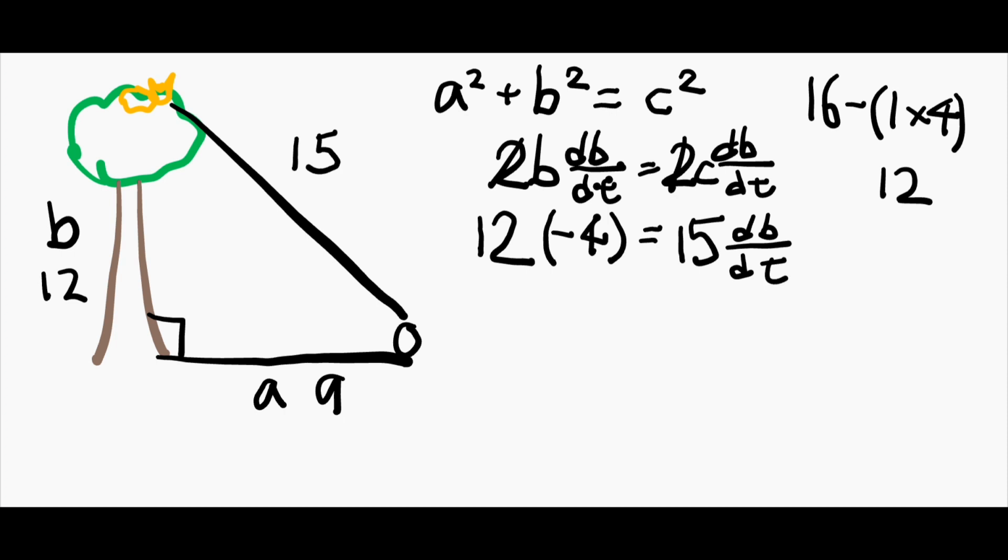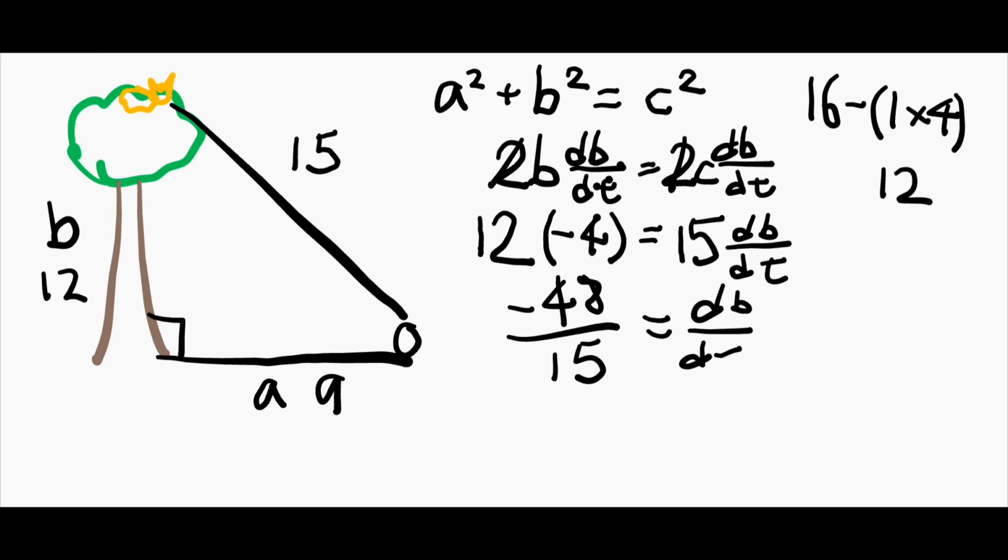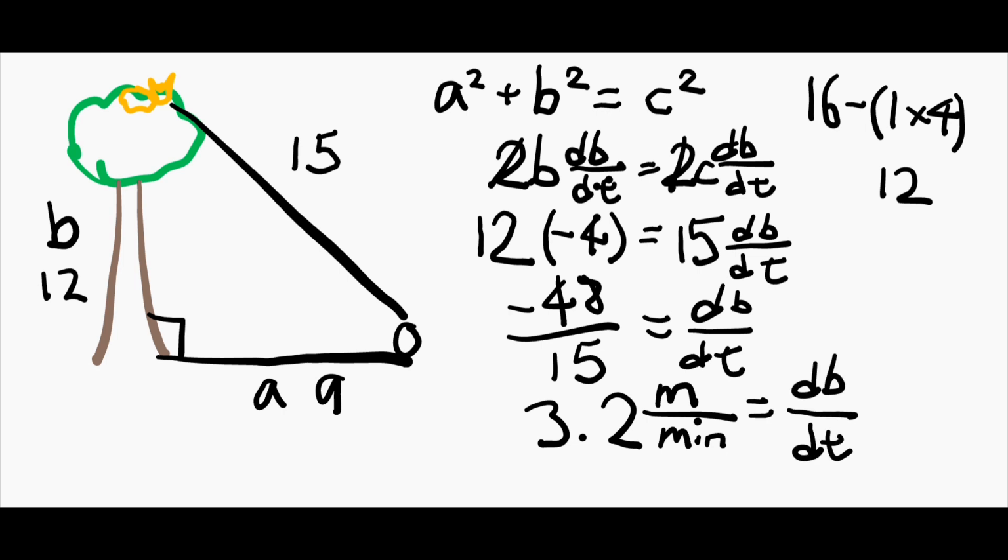12 times negative 4, that is negative 48. And both sides divide by 15. We get that is equal to dc over dt. And negative 48 over 15 we can simplify, or we not even simplify, just 3.2. And don't forget units. This is in meters per minute. That is how fast the cat is coming towards me. That's a very slow cat.